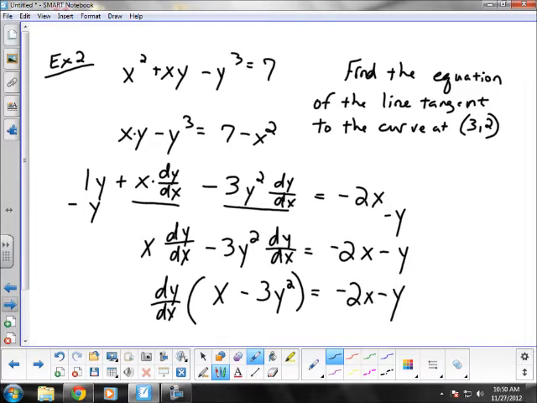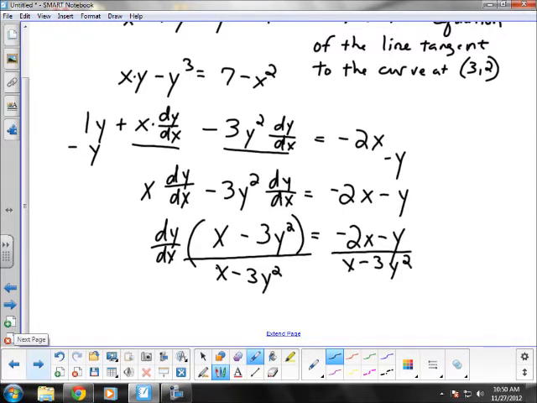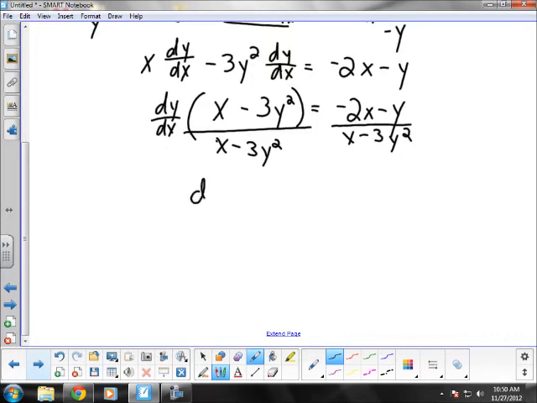Okay? Now what can I do to get it solved for dy dx? Divide by that thing I just said was left over after I factored it out, right? So, dy dx is exactly equal to negative 2x minus y over x minus 3y squared.